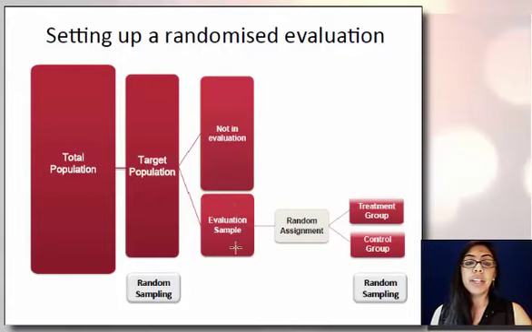And then once you have your evaluation sample, you randomly assign individuals or units within the evaluation sample to two groups at least. The treatment and control groups, you need to have at least one control group or two comparison groups and a treatment group. And once you have a treatment group and a control group, you can then optionally randomly sample again if you are only treating a few within each group.